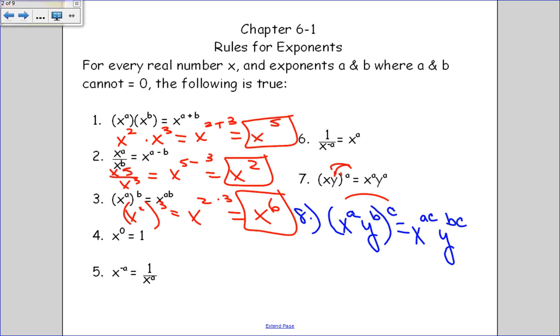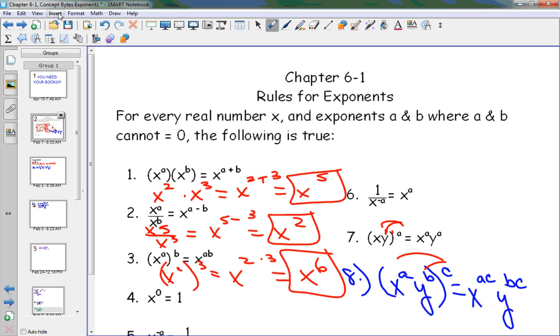Now, if I have x to the a, y to the b, and I am raising it to the power of c, you're simply going to multiply the exponents together again there. So, here we go.